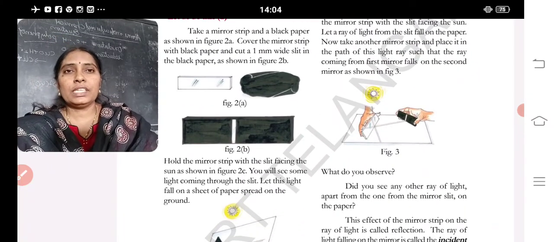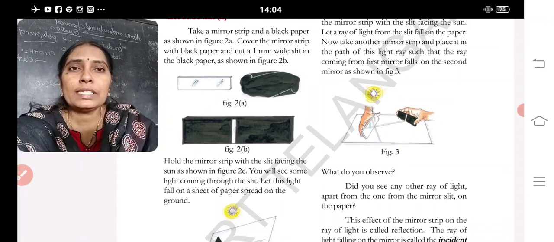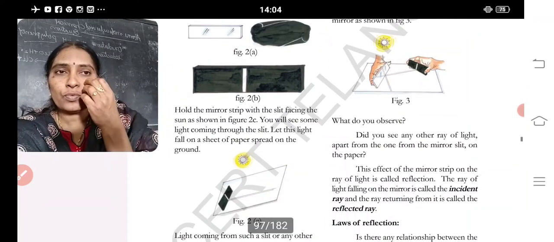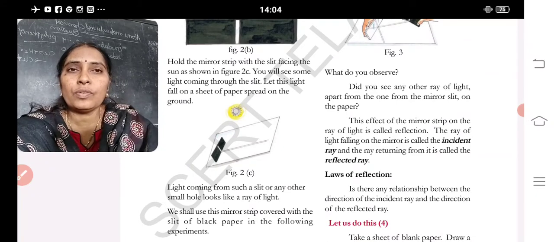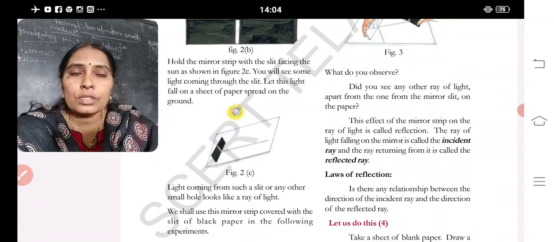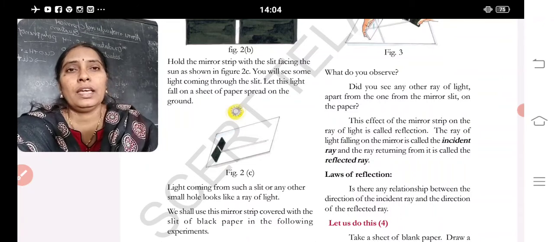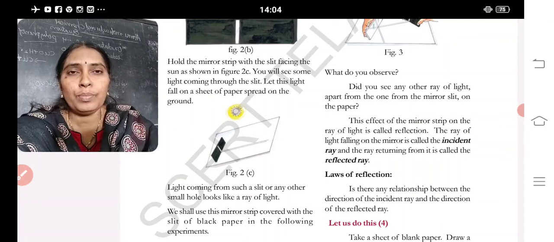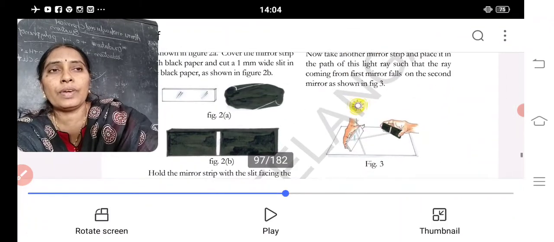Now a simple activity is given. Take a mirror and cover it with black paper, with a small slit in between, and focus it to the sunlight. What happens when it is focused to the sunlight? See figure 2c. The mirror is covered with black paper. As it is covered completely, it does not reflect, but where you have that slit, it gets reflected, and you can see the light in the form of a beam of rays. This shows that light travels in the form of a ray, that is, a beam of rays.